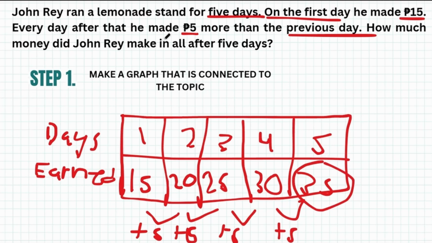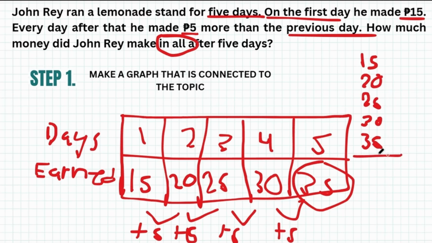Pero, hindi yan yung tinatanong nito. Sinabi daw in all. So, ipa-plus nyo siya, like 15 plus 20 plus 25 plus 30 plus 35. Plus nyo sila. So, 15 plus 20 plus 25 plus 30 plus 35 is 125.